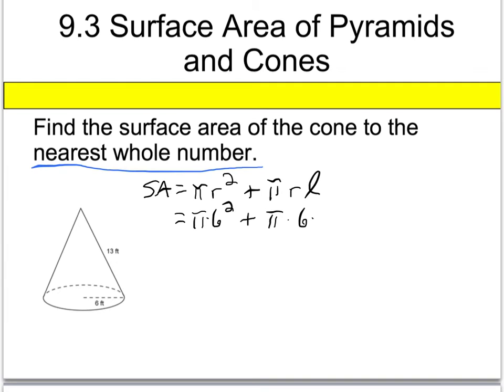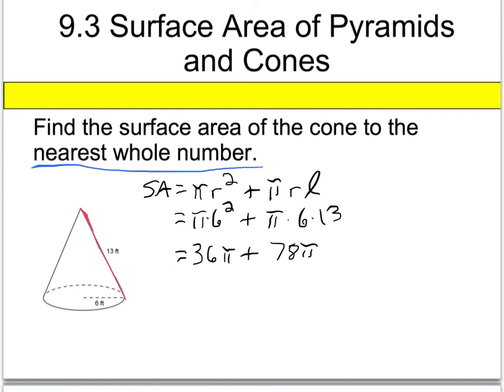And what is our slant height? Our slant height's right here on the outside. That's 13. That is the slant height of a cone. It's that outer edge that goes from the vertex to a point on the base. So that's going to be 13. When you simplify all of this, you get 36 pi plus 6 times 13. What is 6 times 13? You get your answer of 78 pi.